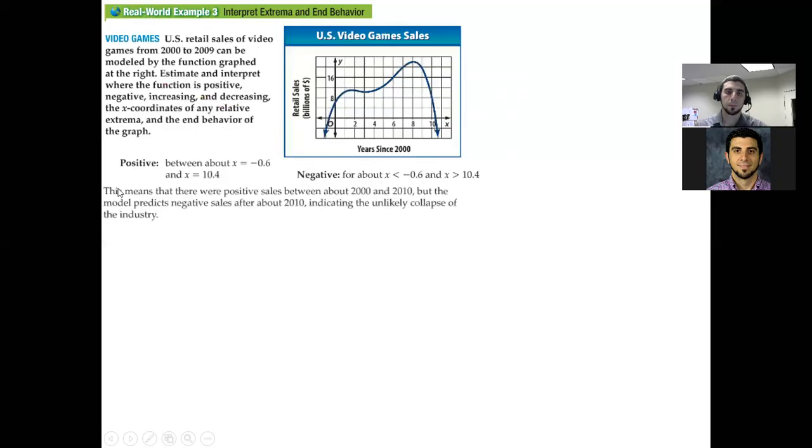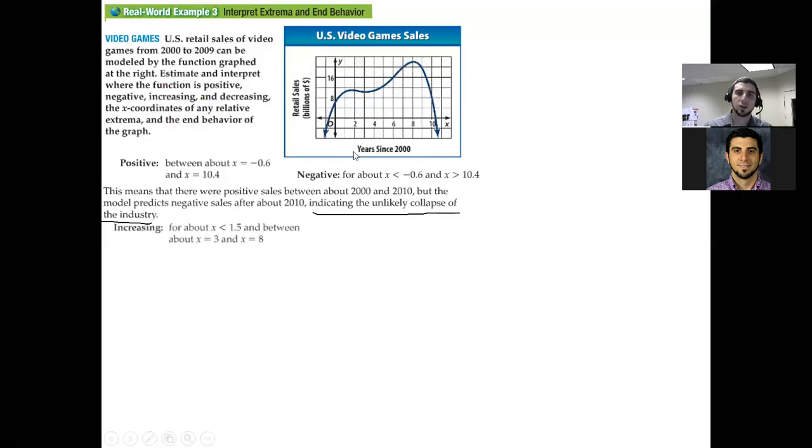So, well, first let's interpret it. That means that there were positive sales between 2000 and 2010, but the model predicts negative sales after 2010, indicating the unlikely collapse of industry. Now, this last piece of this sentence, I wouldn't expect you to say something like that. Just interpret what the graph actually shows.